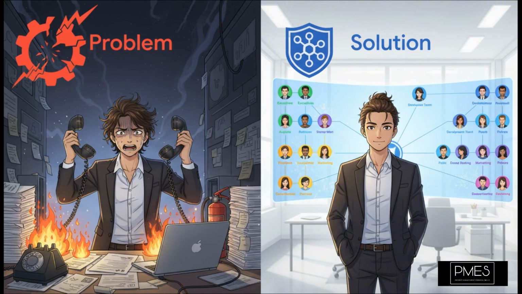What these models do is they give you that system. They group stakeholders by key traits like their power or their interest. And just like that, you move from this chaotic, reactive firefighting to a smart, data-driven strategy for managing all the human risks on your project.